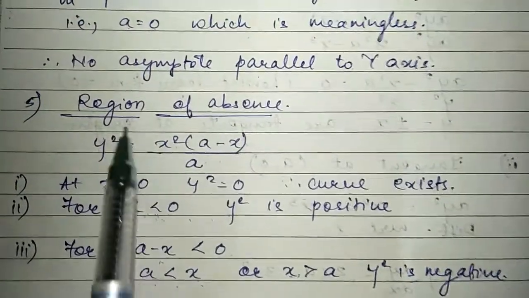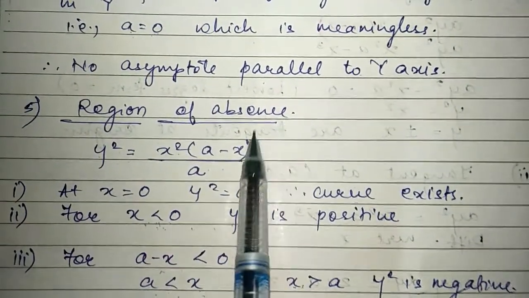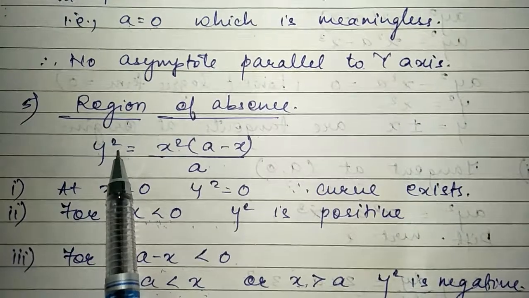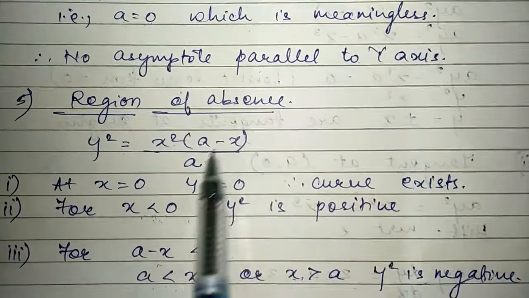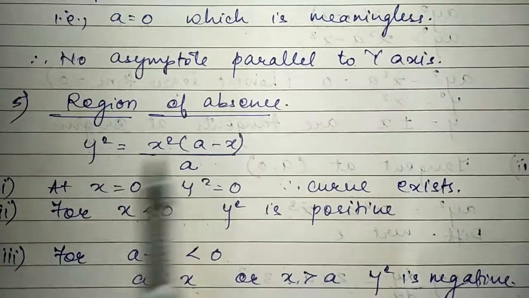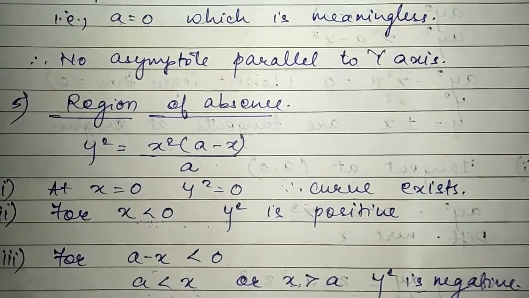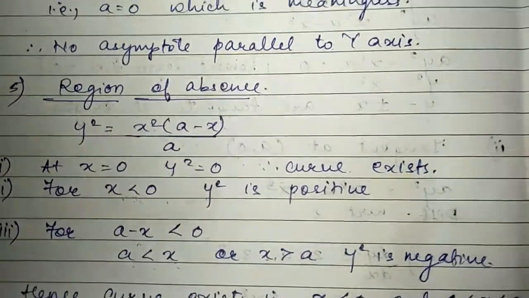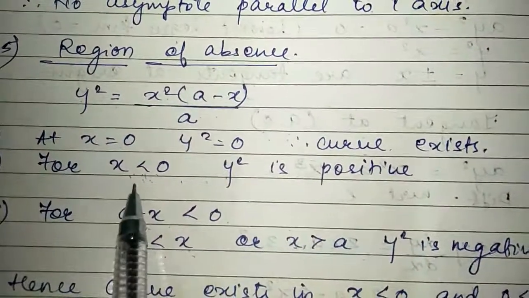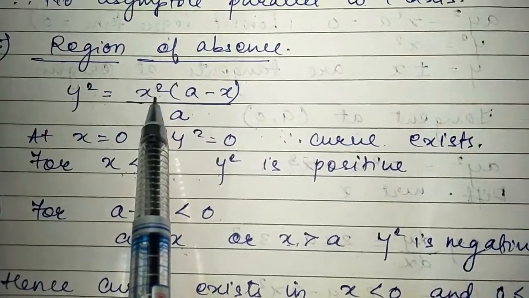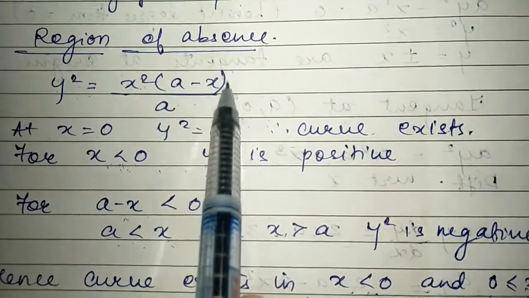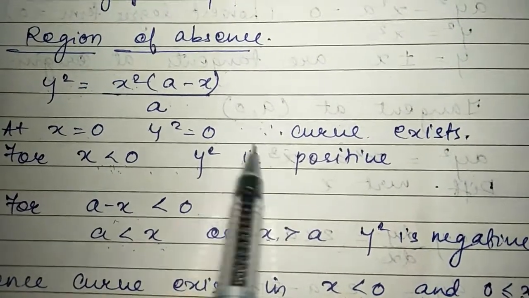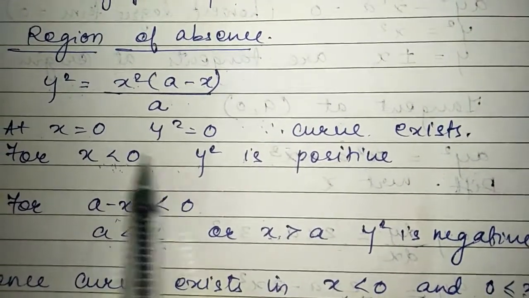And the last one, we'll find the region of absence. That is the region where the curve doesn't exist. We can write the equation of the curve as y square is equal to x square into (a minus x) upon a. We'll check. Now when x is 0, y square is 0. That means the curve exists for x equal to 0. Now if x is less than 0, this term will be positive, and this term will also be positive. That means y square is positive. So the curve exists for x less than 0.